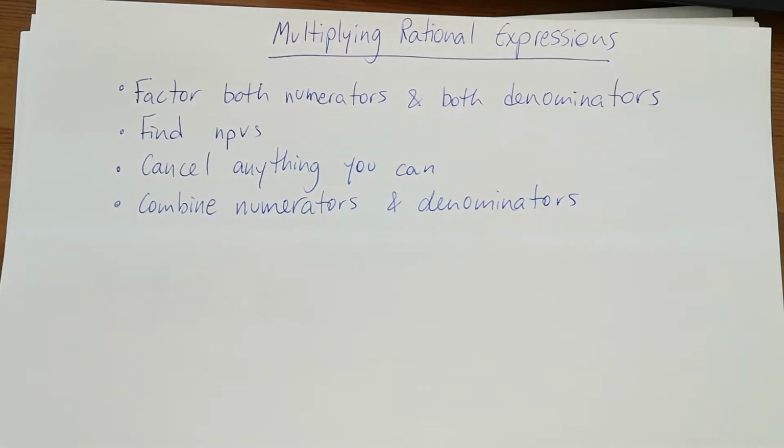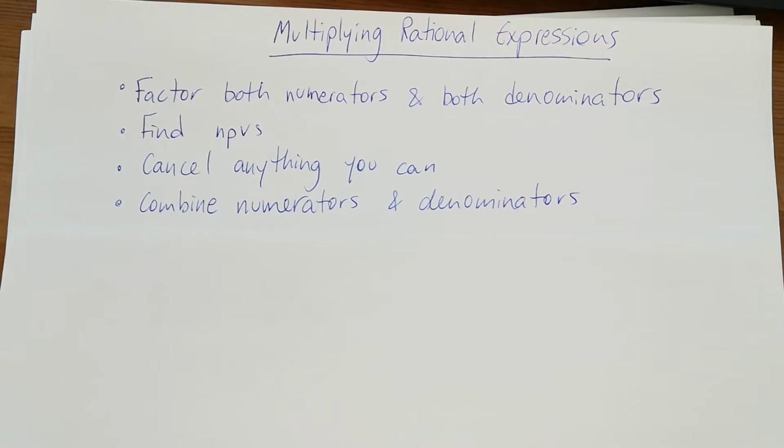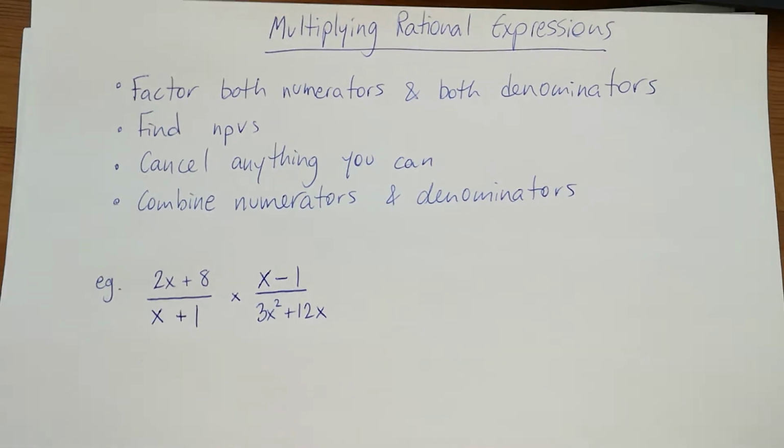So the first thing we're going to do is factor both numerators and both denominators, find the non-permissible values from those denominators, cancel anything you can, so those are identical terms you see on the top and bottom, and then you just bring numerators and denominators together. I think it'll make more sense with an example. So I've set this one up for us. I'm just going to follow the steps.